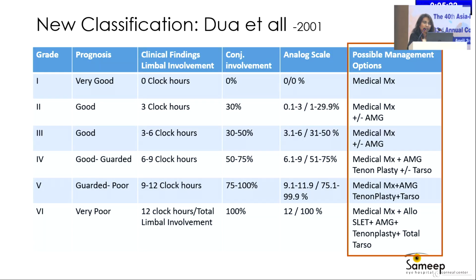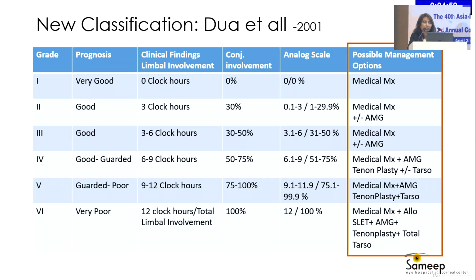So if it is very good, with no involvement, 0 clock hours of limbus involvement, then probably these patients would do just well with medical management. If it is grade 2, that is less than 3 clock hours, then they would do well with medical management, or if you add amniotic membrane graft to facilitate epithelial healing, probably you would be reducing corneal scarring in those cases.